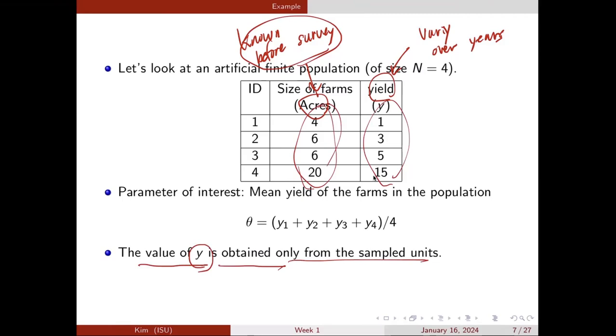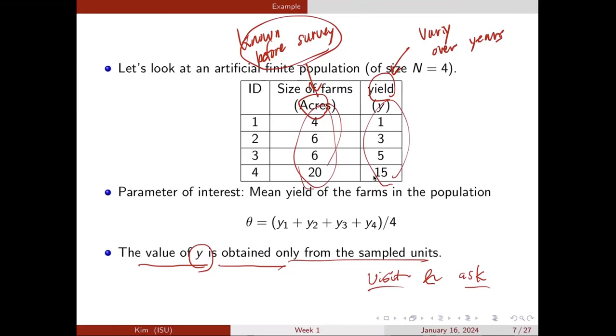So once we sample, we visit and ask questions, right? Of course, the presumption is that if I ask, they will answer. They may not answer, but that's a different story. So assume that they will respond, cooperate, and honestly answer the questions that we ask.